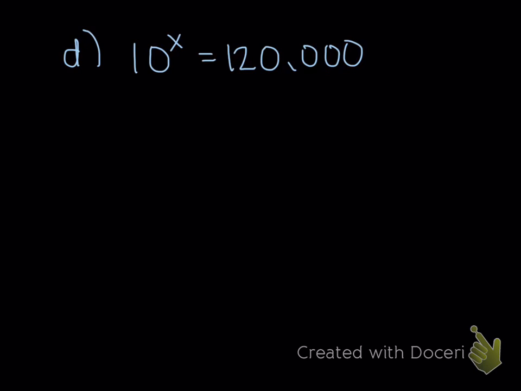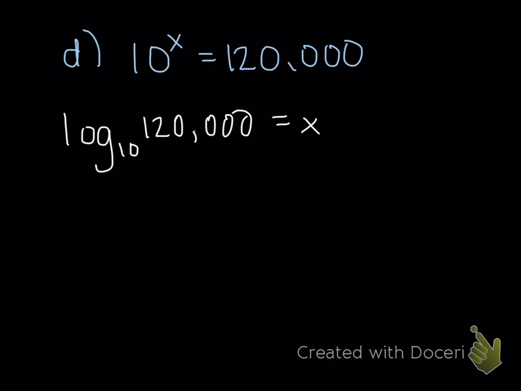So here's our next one. Again, we put it into log form because I can never get the same base on both sides. So I have log base 10 of 120,000 equals x. And this one you don't really need to change the base for because remember calculators are in base 10, so I can just type log 120,000. And when I do that, we get approximately 5.08.